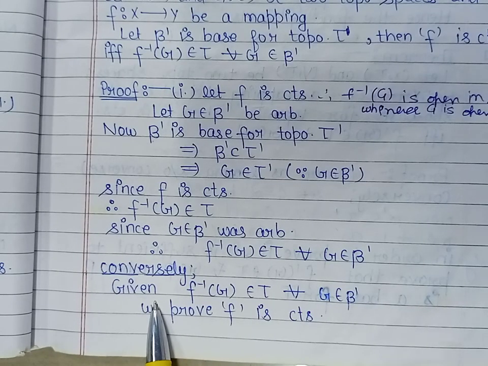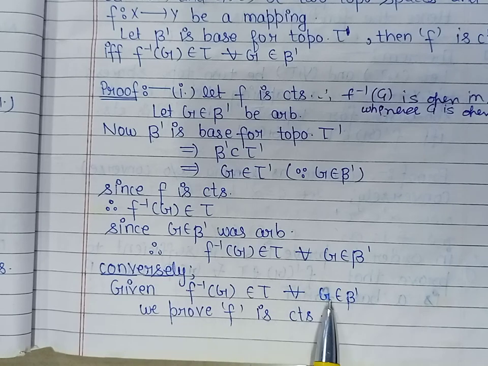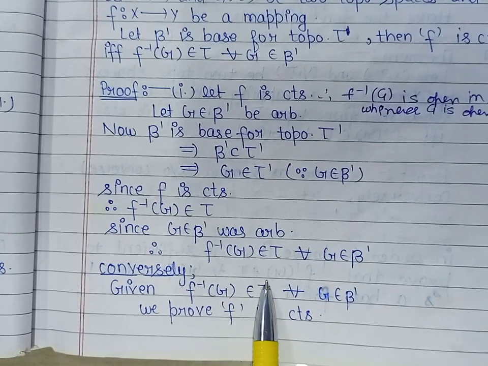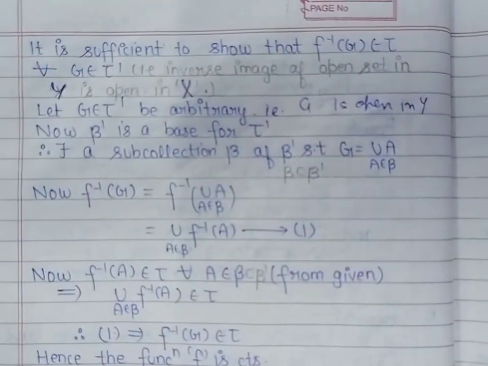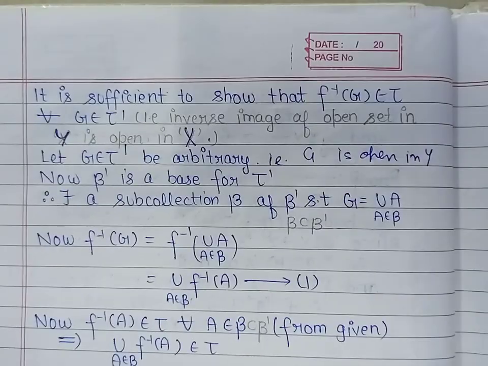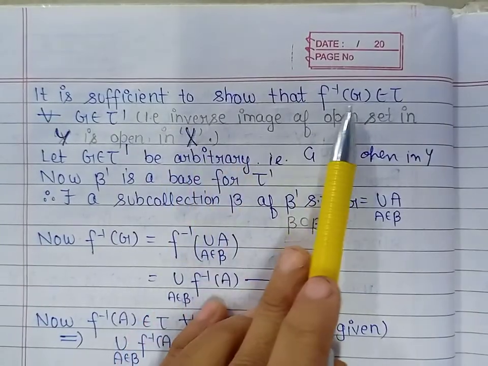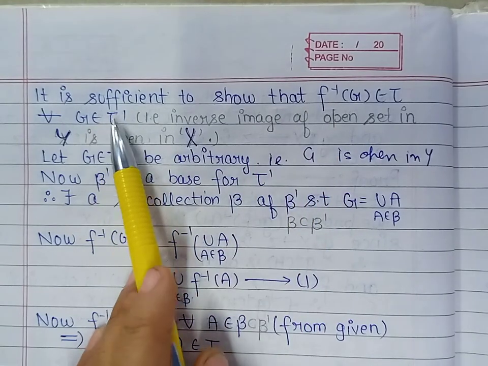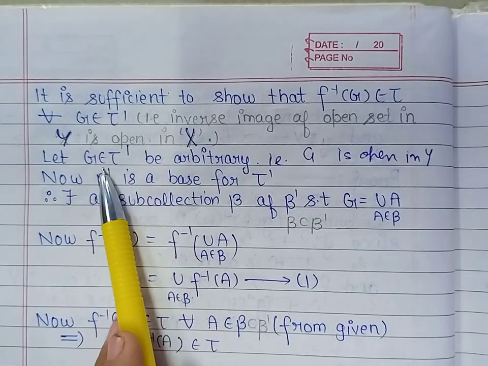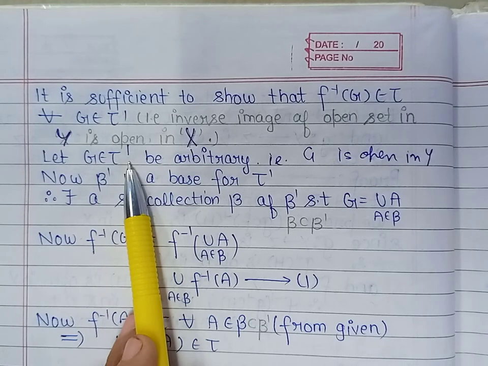Conversely, it is given that the inverse image of every member of base is open in X, and we are to prove that the function f is continuous. So in order to prove the function is continuous, we prove that inverse image of every open set in Y is open in X. So let us take an arbitrary open set in Y. It means G belongs to τ'.